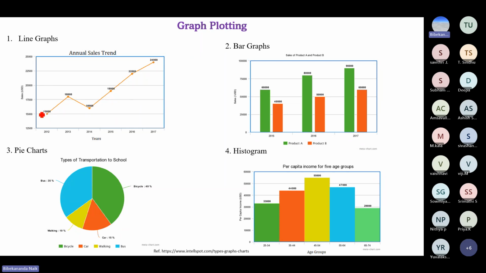when we are representing it in terms of line graph, then we can easily say whether the function is increasing or decreasing with respect to the variable. And then the next graph is bar graph, which is generally used to compare two variables. For example, if there are product A and B, in 2015 the sales was 60,000 for product A and 40,000 for product B. So these bar graphs or bar charts are used to show the difference or the comparison between two objects.